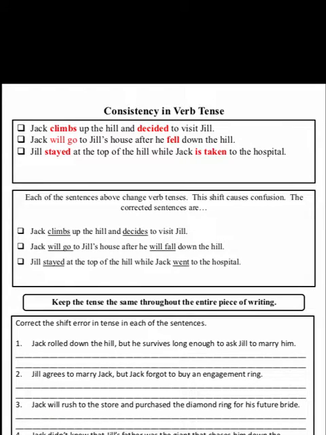First, we're going to talk about consistency in verb tense. So our example is, Jack climbs up the hill and decided to visit Jill. Jack climbs is present tense and decided is past tense. So we need to keep those the same. So we have, Jack climbs up the hill and decides to visit Jill. Jack will go to Jill's house after he fell down the hill. That doesn't make sense. Jack will go to Jill's house after he will fall down the hill, or Jack will go to Jill's house after he falls down the hill, because that is showing present progressive.